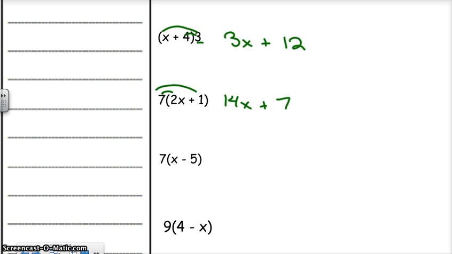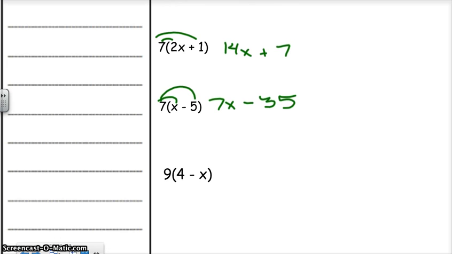7x minus 5, same strategy. 7 times x is 7x, minus, because there's a minus inside there, 7 times 5 is 35. Nine times the difference of 4 and x. 9 times 4 is 36, minus 9 times x is 9x. Proper math etiquette would not leave it like this. Okay, you always want the variable first, always. I need you to have your variable first.